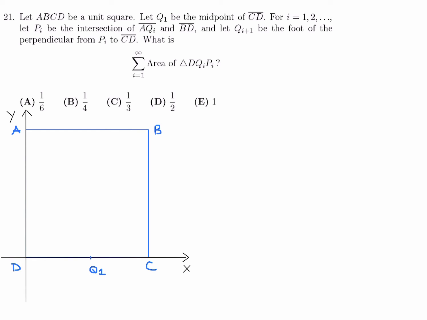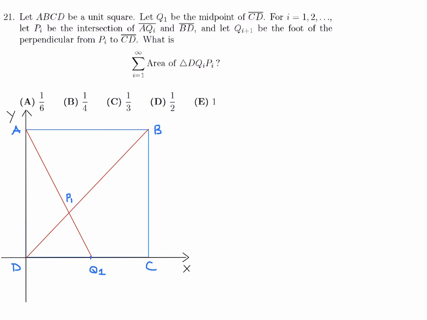And they are drawing two lines. The first one is from A to Q1, like that. And then another one across the diagonal from B to D. And then where they meet is your P1, like that. Okay, now before I draw in Q2, Q3 and make the diagram messy, let's just deal with what we have right now. And then later we'll draw.